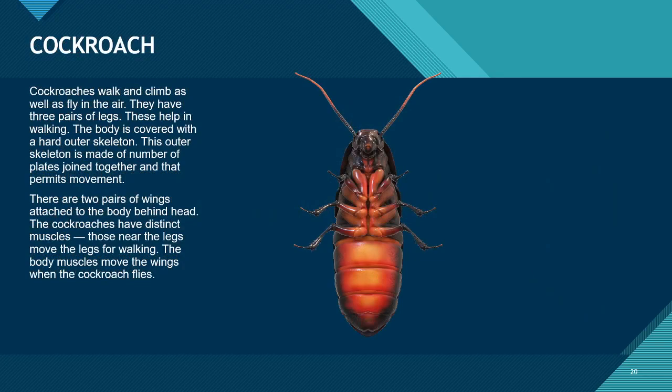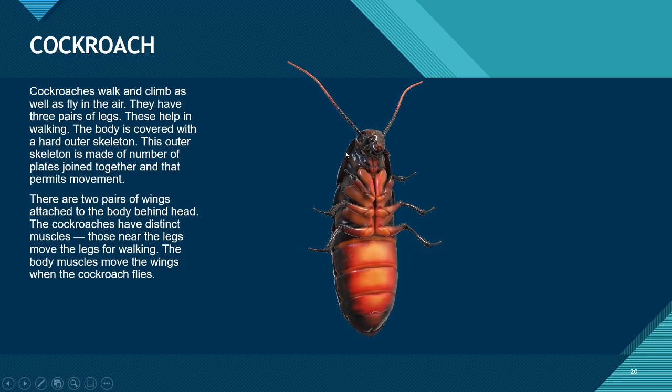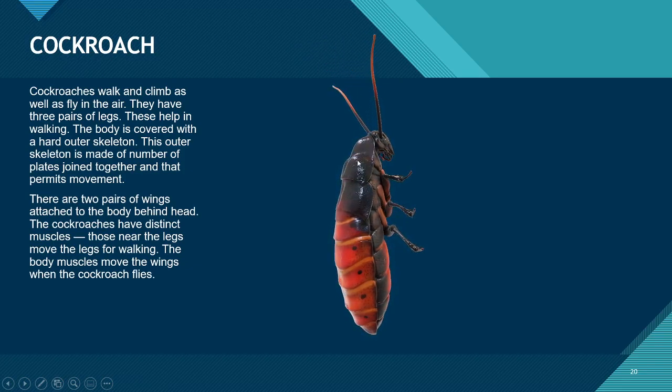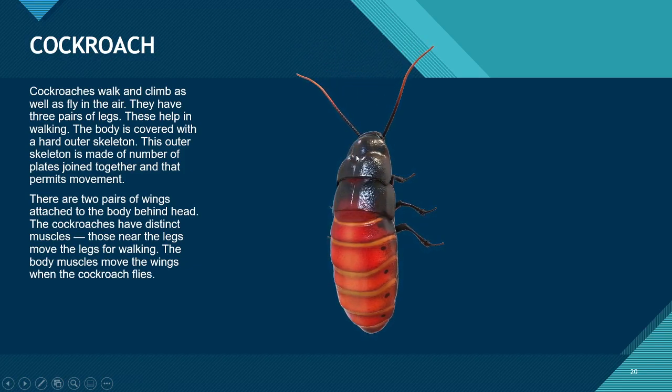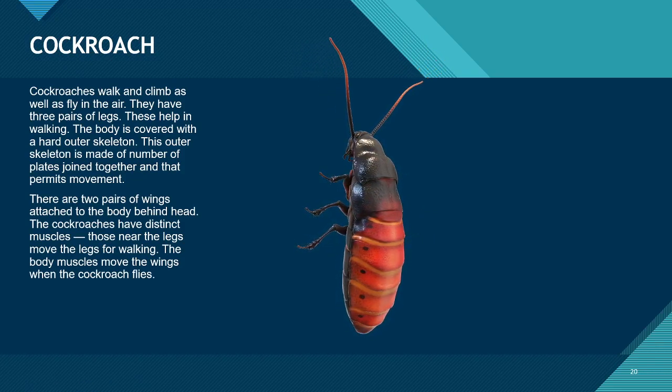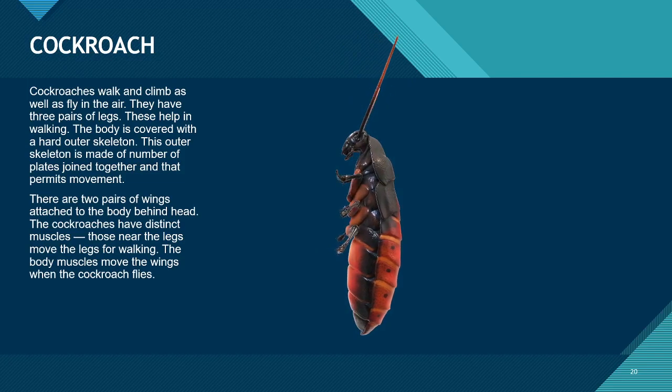The next topic we have is cockroach. Cockroaches walk and climb as well as fly in the air. They have 3 pairs of legs. So how many total legs? 6. This helps in walking. The body is covered with a hard outer skeleton. So here you can see the outer skeleton. This one is the hard outer skeleton of the cockroach. This outer skeleton is made up of a number of plates joined together and that permits movement.